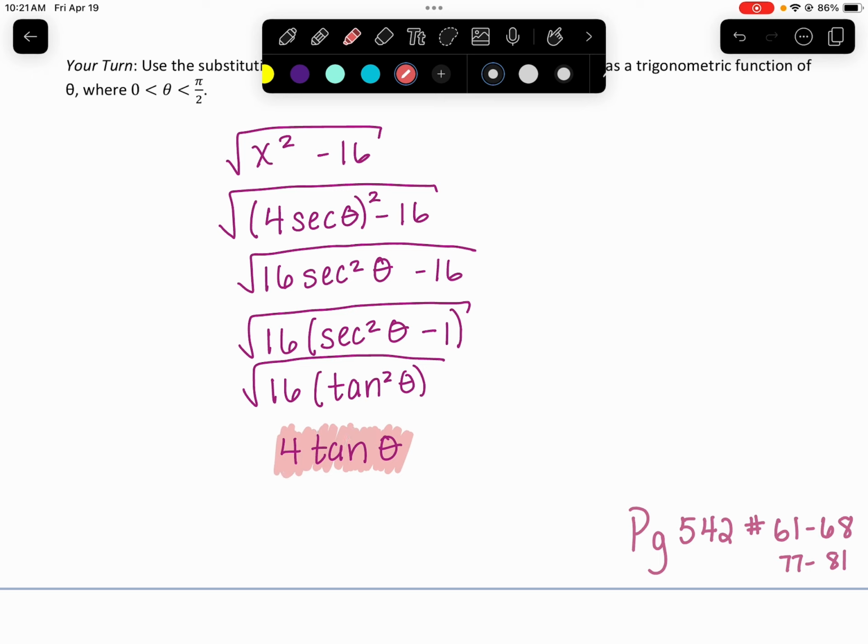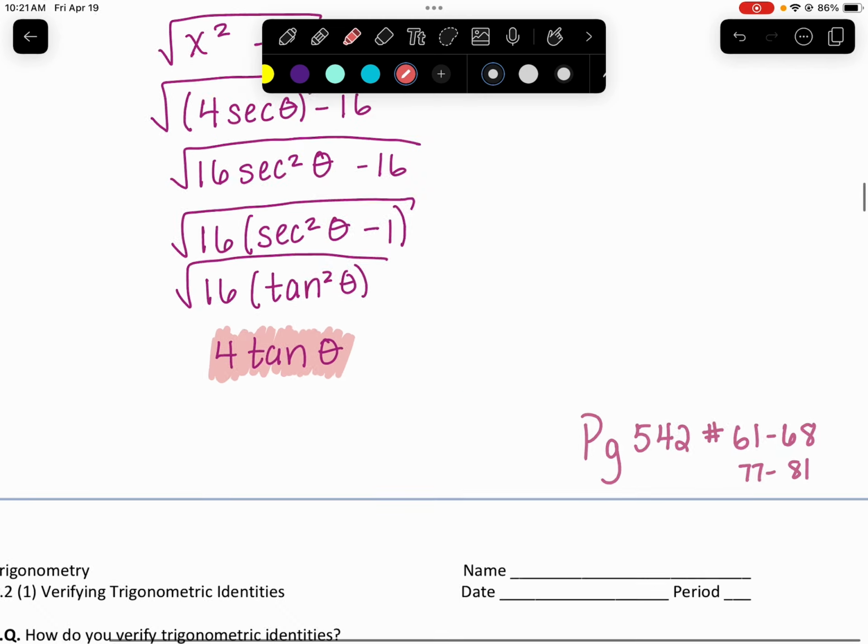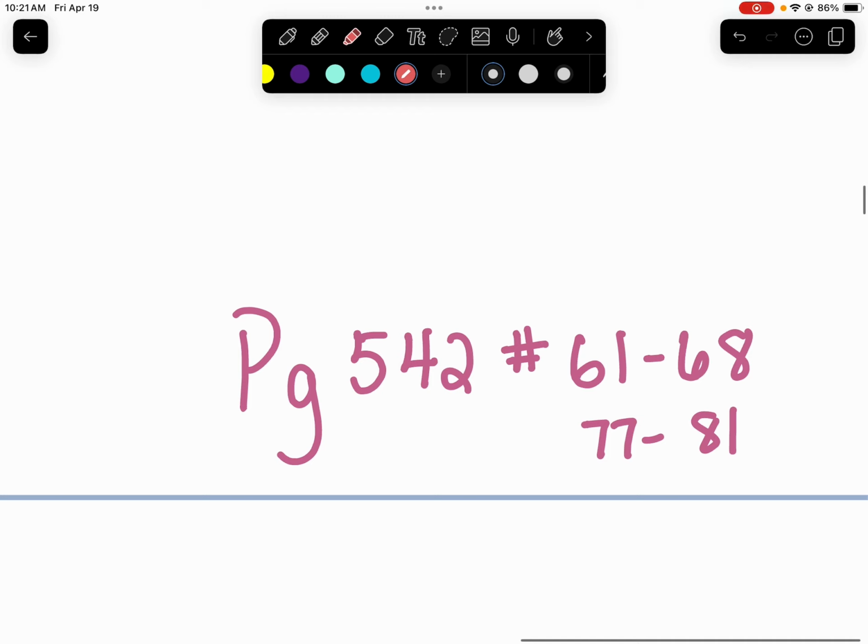All right, so we got 4 tangent theta as our answer. So you can see down here what the homework is. It should also be in Schoology in your daily agenda, weekly agenda. So if you don't get it here, just check one of those 2 places.